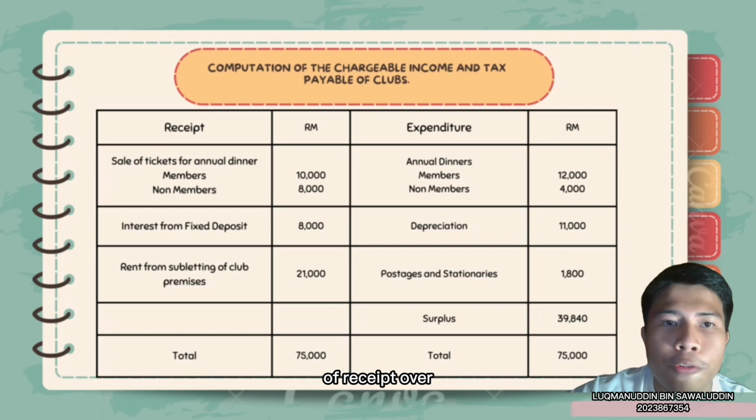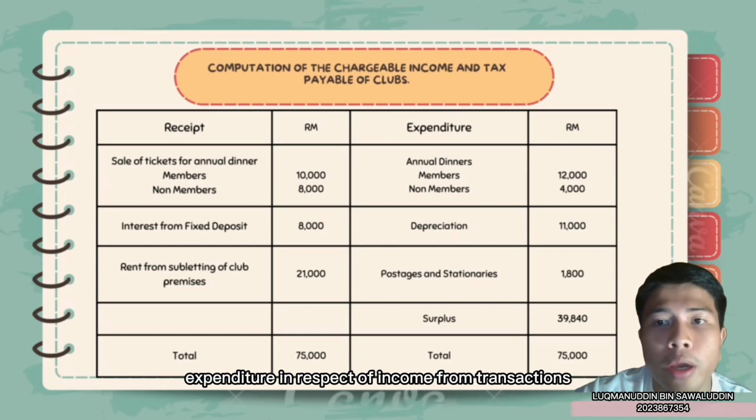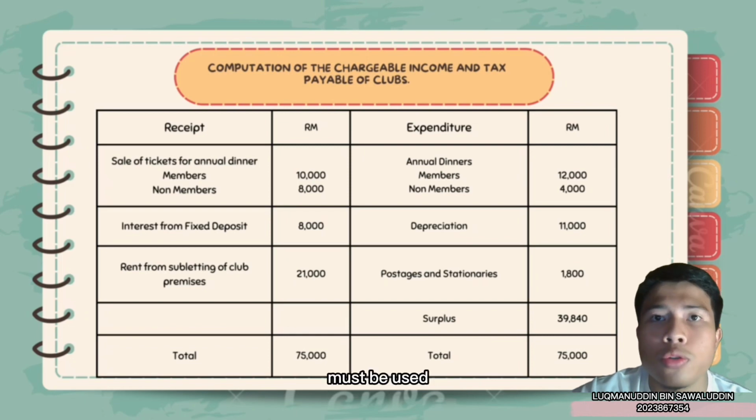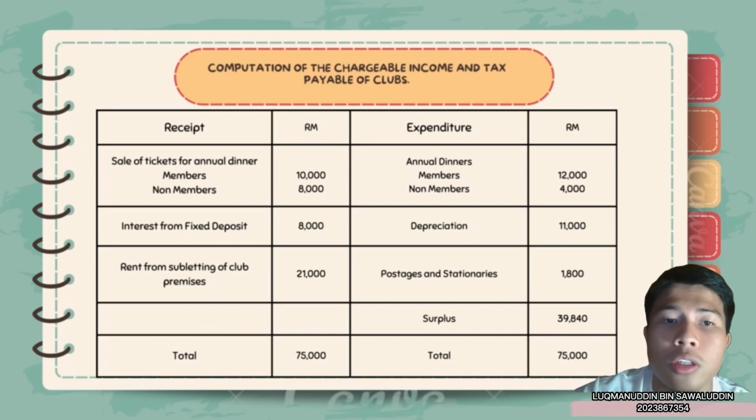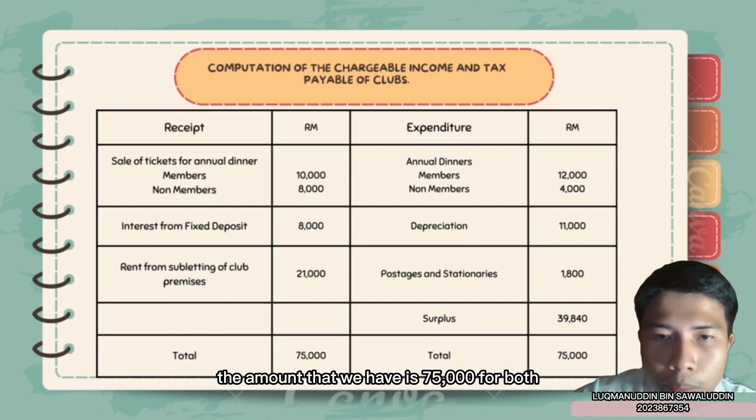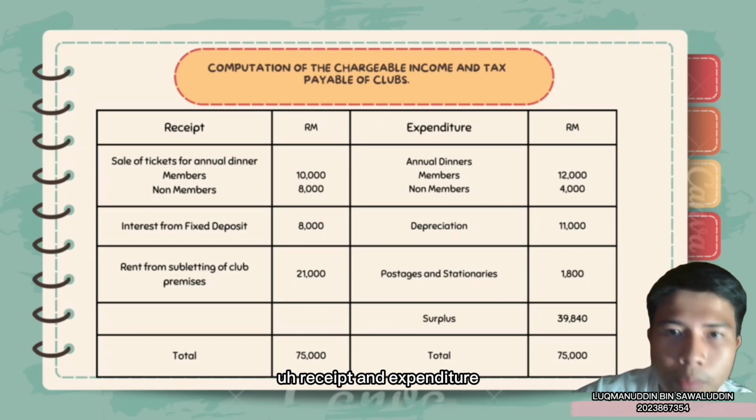Any surplus of receipt over expenditure in respect of income from transactions with members must be used for the benefit of all the members of the club, association or similar institution. And after we calculate all those items on the receipt column and on the expenditure column, the amount that we have is 75,000 for both receipt and expenditure.